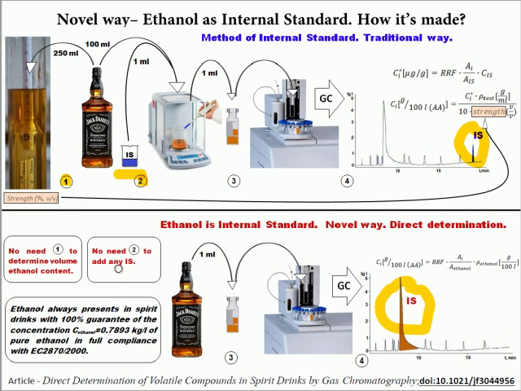There are two reasons for this. Firstly, ethanol always exists in alcohol drinks, so there is no need to add this internal standard. And secondly, ethanol concentration in milligram per liter of absolute alcohol is a constant value, which is the ethanol density.